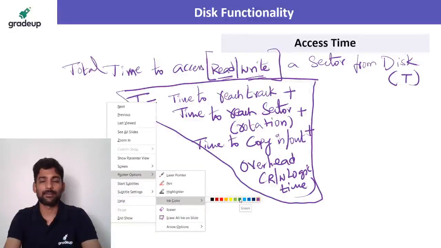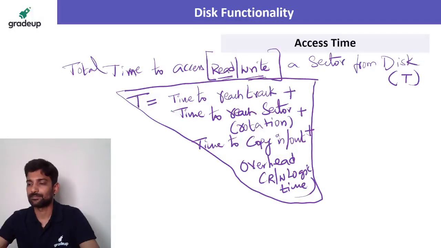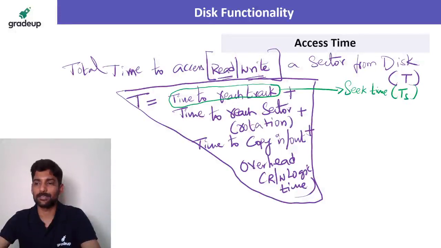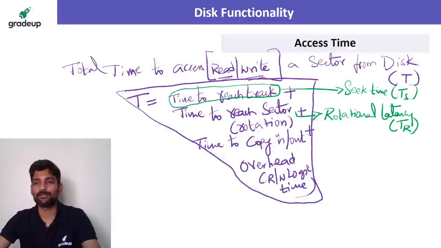Now what do we call the time to reach the corresponding track? Guys, I am expecting an answer from you now. What is this time called? Your tech master is giving all the formulas, very good. Seek time. We call this seek time; let me put it as T suffix S. Exactly, good. And the time to reach the sector, which is possible by disk rotation, we call rotational latency. Let me put this as T suffix R.